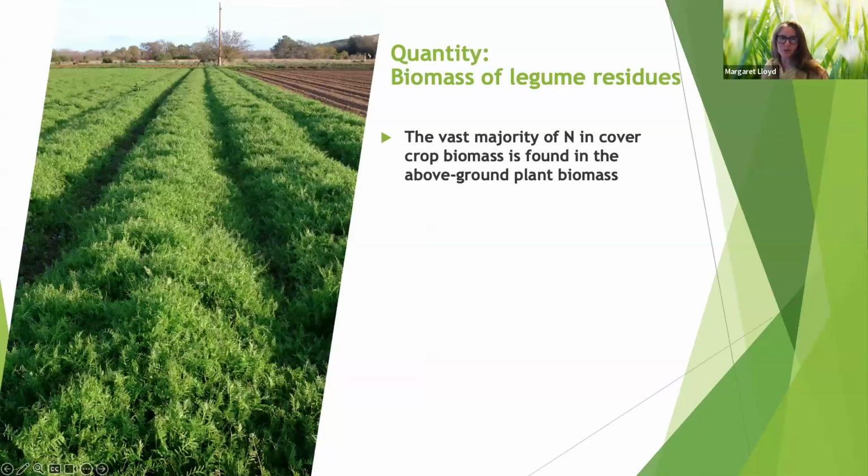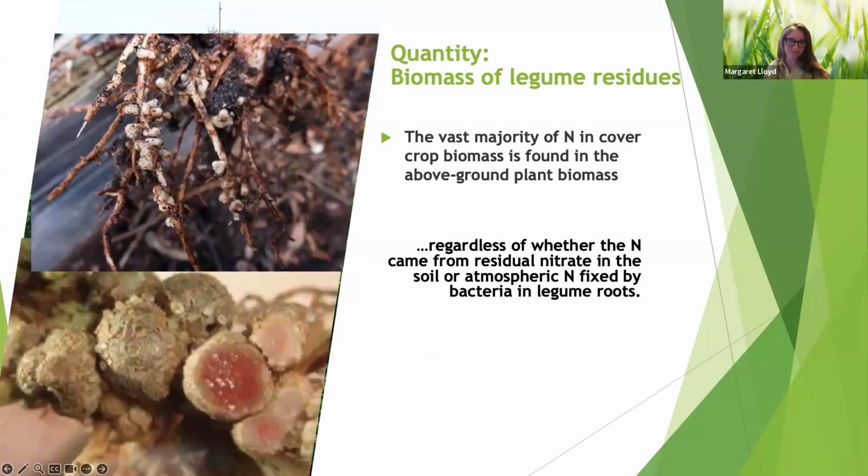Looking at legumes. So legumes are able to take nitrogen from the atmosphere, and with the help of root inhabiting bacteria, rhizobia, transform atmospheric nitrogen into plant available nitrogen. And although this is happening in the roots, that nitrogen is translocated and invested in the production of above ground biomass.